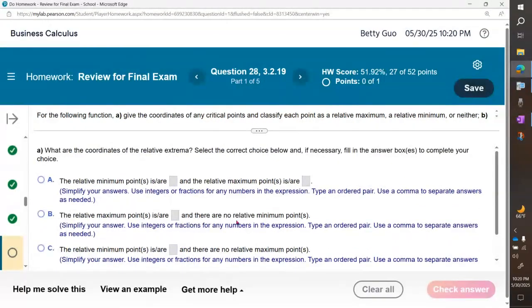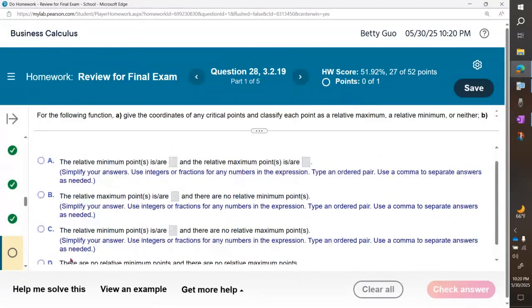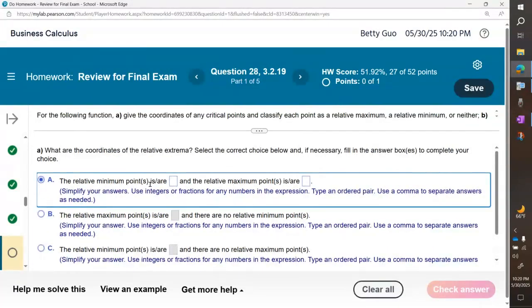B says there are no relative minimum, so B is out. C says there are no relative maximum, C is out. D says there are no relative minimum and there are no relative maximum. Of course, D is out. We have to choose A. The relative minimum points are and the relative maximum points are.